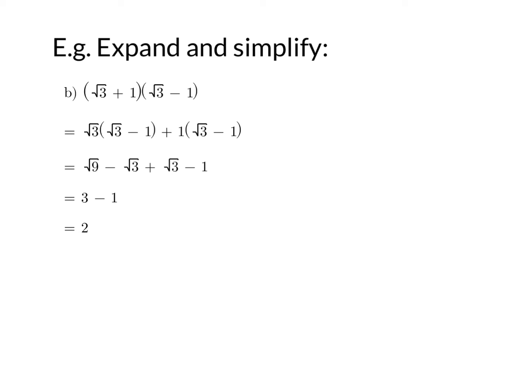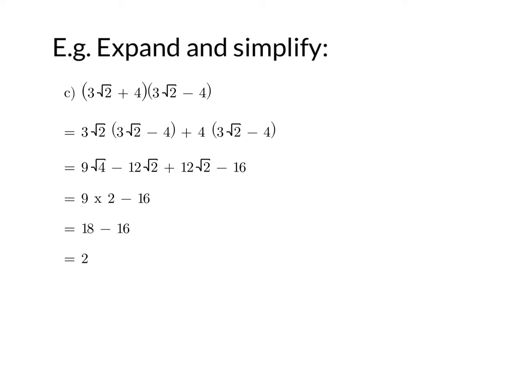You'll notice that the surd section eliminates. The square root of 9 is 3, and we get 3 minus 1 equals 2. So we go from having surds in our equation to just a rational number. Something to keep in mind for later.